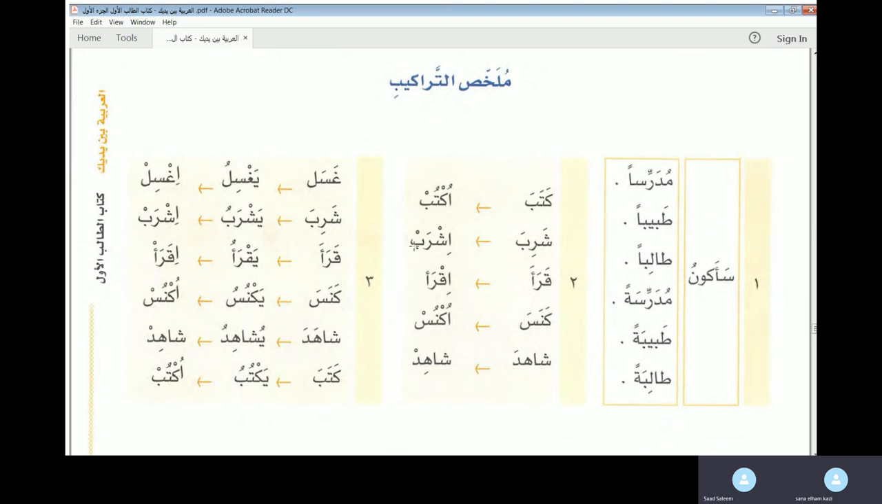Kanasa, he cleans. Uknus, clean. Yaknusu, he will clean. He is clean. Shahada, he watched. Yushahidu, he is watching. Ghasala, yaghsilu, ighsil. Ghasala is he cleaned or he washed. Yaghsilu, he is washing.